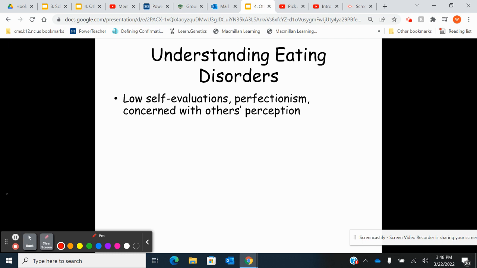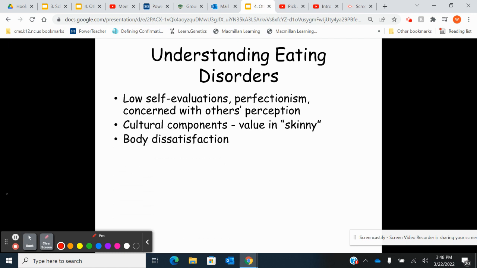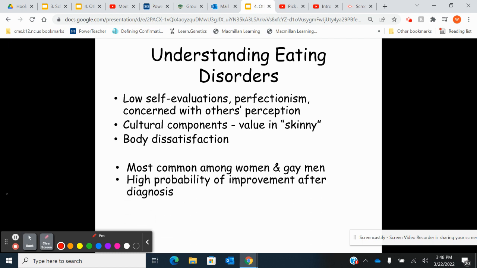Understanding these, they generally come out of low self-evaluation, perfectionism, being concerned with others' perception. There are cultural components, cultures that value being very, very skinny. These are more common. Dissatisfaction with the body, as I said, most common among women and gay men. There is a high probability of improvement after diagnosis, with 2 in 3 who are diagnosed eventually getting better.